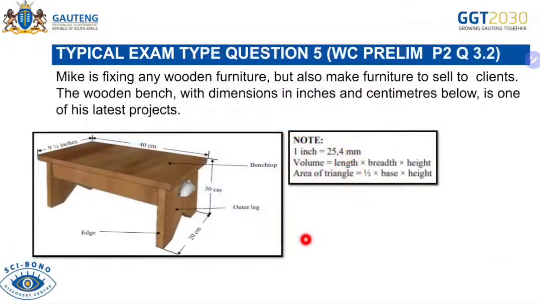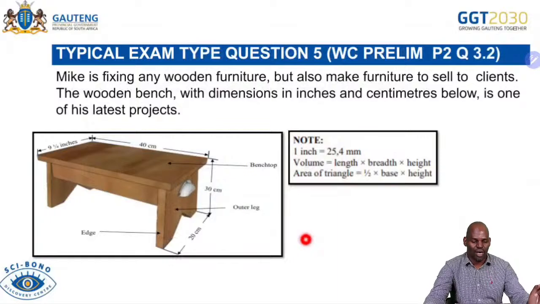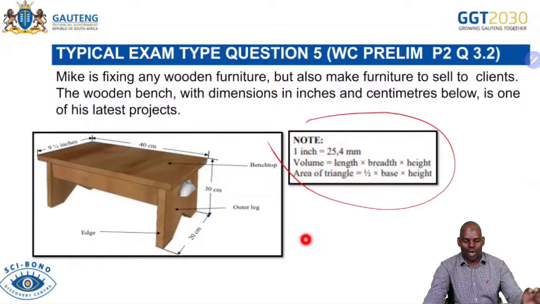Okay, so this will probably be the last question of our lesson. It's typical exam question 5, taken from Western Cape Prelim paper 2 question 3.2. Mike is fixing wooden furniture but also makes furniture to sell to clients. The wooden bench with dimensions in inches and centimeters below is one of his latest projects. The information is given there. 1 inch is equal to 25,4 millimeters, and then of course they've indicated the formula for the volume and the formula for the area. We are only going to use the information that we need there.